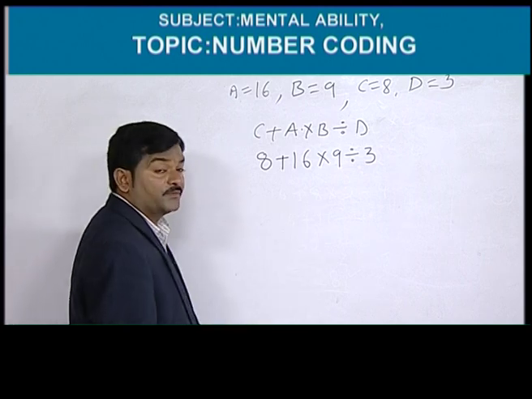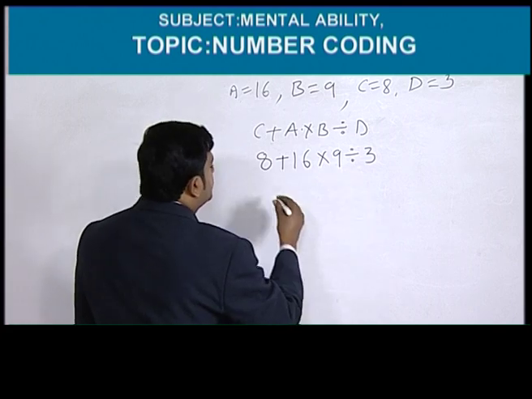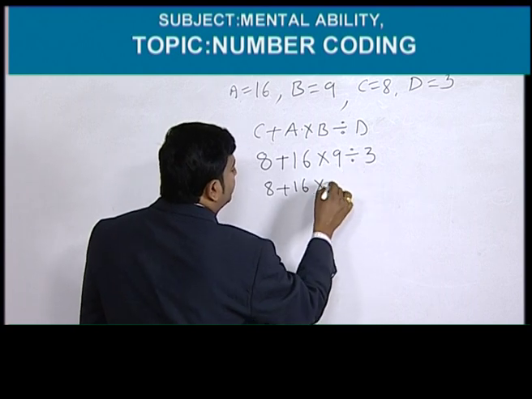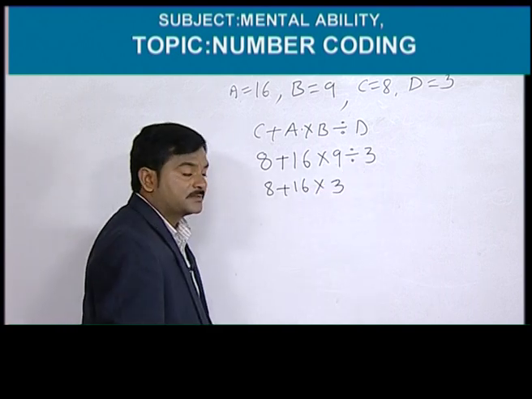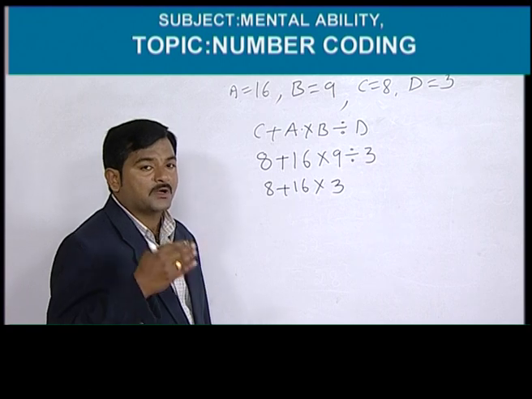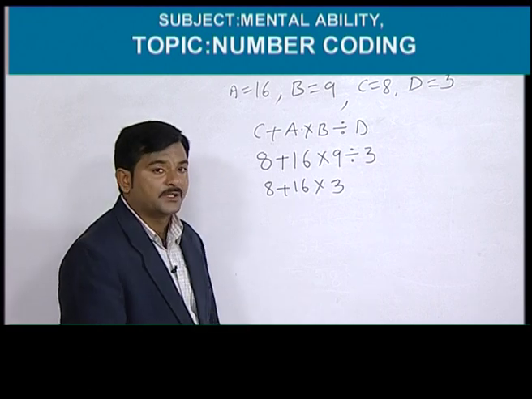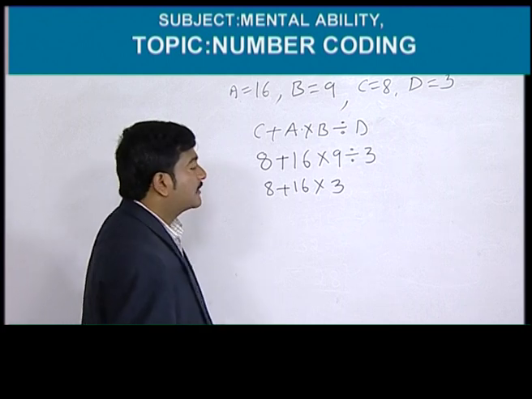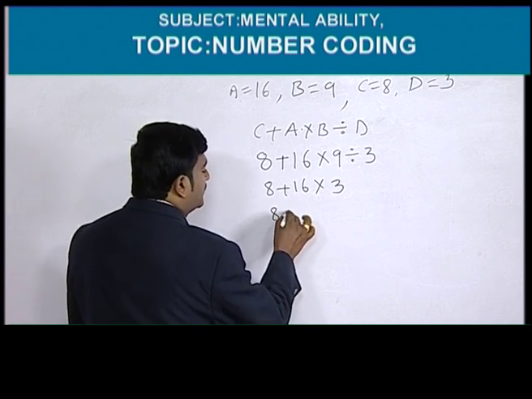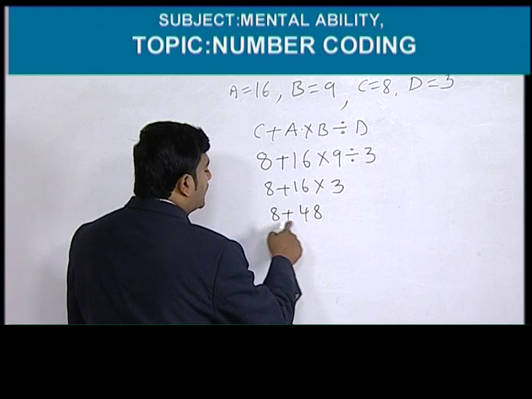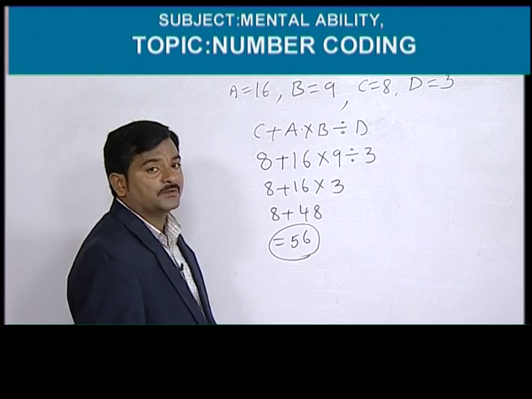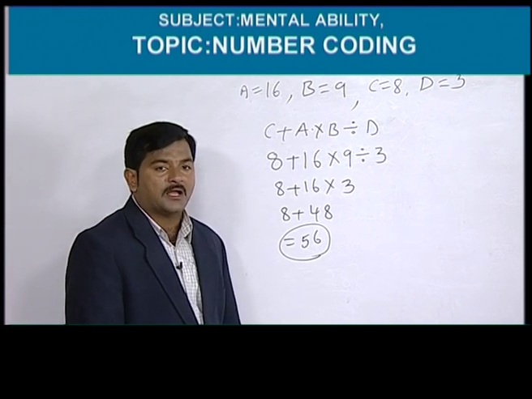Now apply the BODMAS rule for this. First of all, you have to do the division. So 8 plus 16 into 9 divided by 3. 9 divided by 3 means how much am I getting? 3. Now I have only two symbols, one is addition, another one is multiplication. So according to the BODMAS rule, I have to do only the multiplication first, and only after that the addition. So 16 3s are 48. 48 plus 8, how much am I getting? 56. Hence the answer for the given question is 56. Okay, I repeat this question once again.